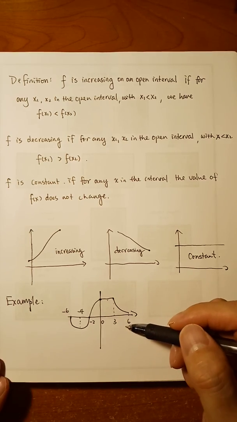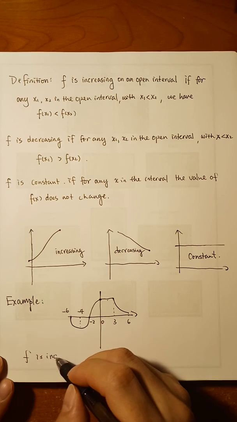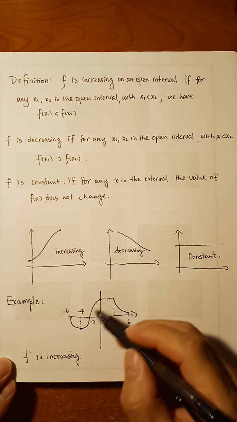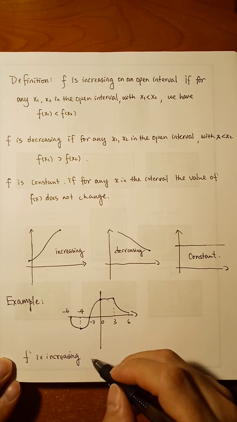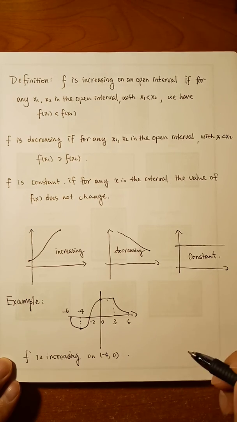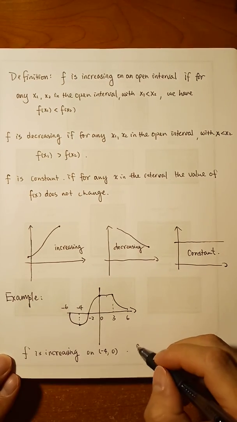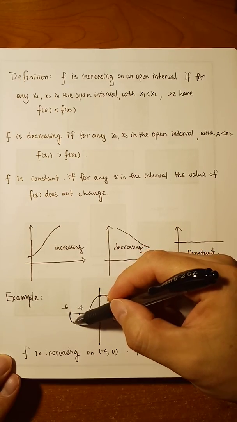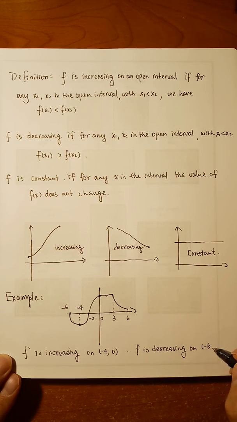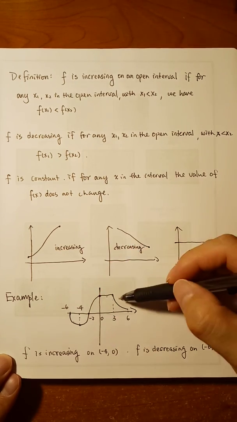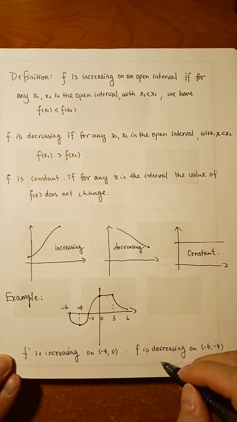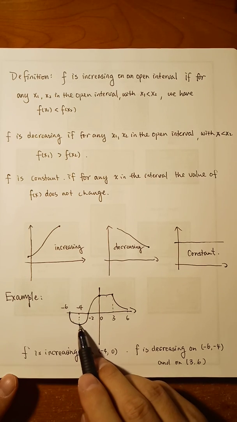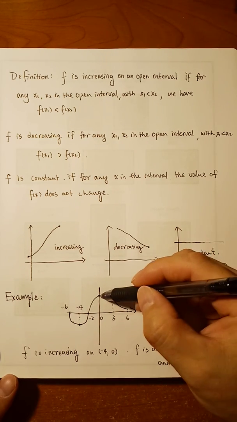Whenever you have such a graph, you can see that f is increasing from -4 to 0. The function is going up. It's increasing on -4 to 0. And f is decreasing from -6 to -4, going down, and from 3 to 6, the graph is going down. So decreasing on -6 to -4, or 3 to 6. And f is constant from 0 to 3.